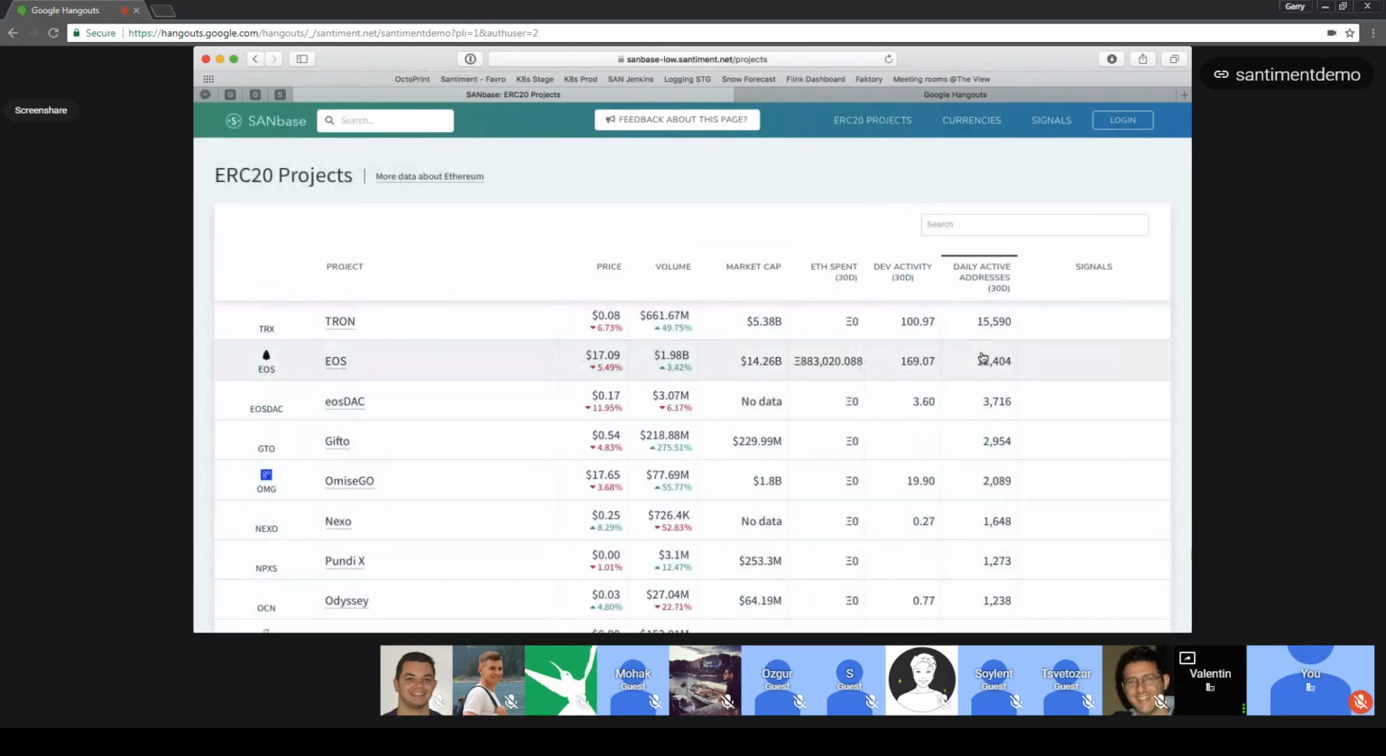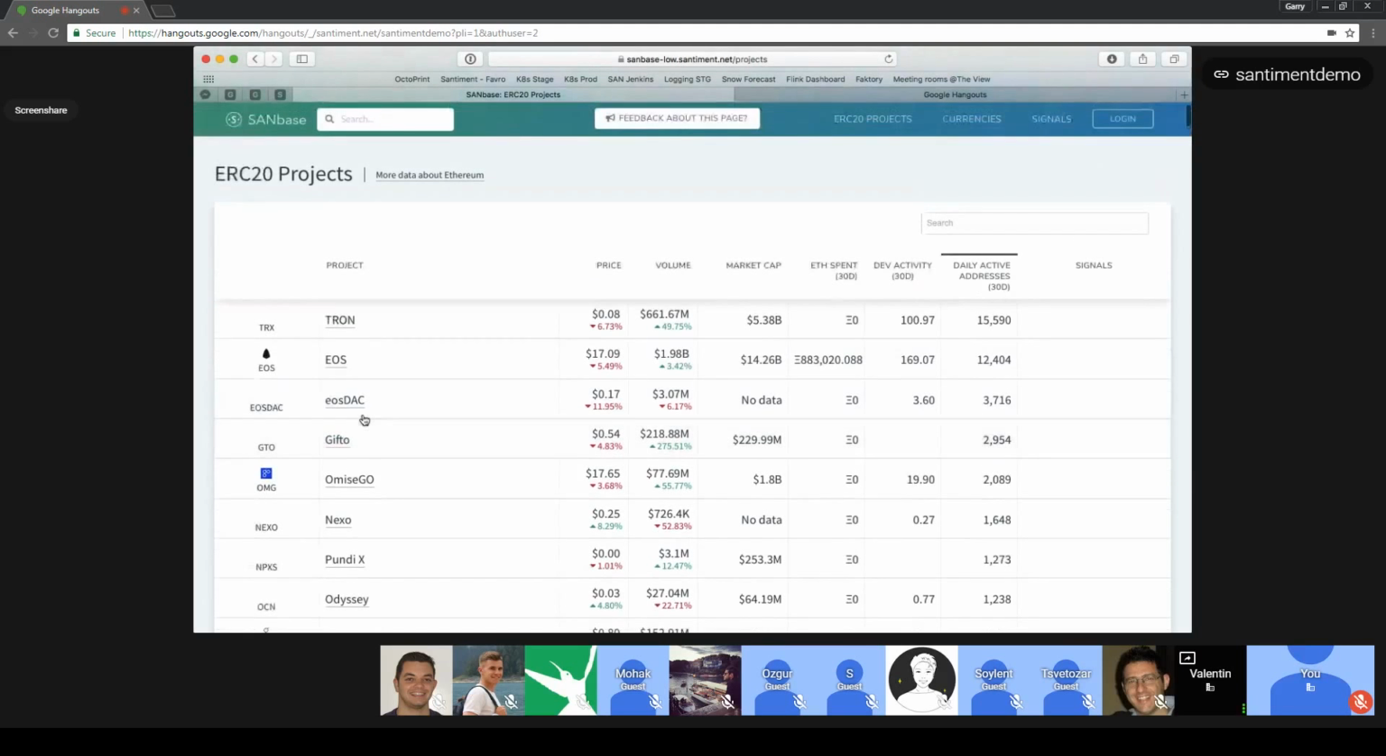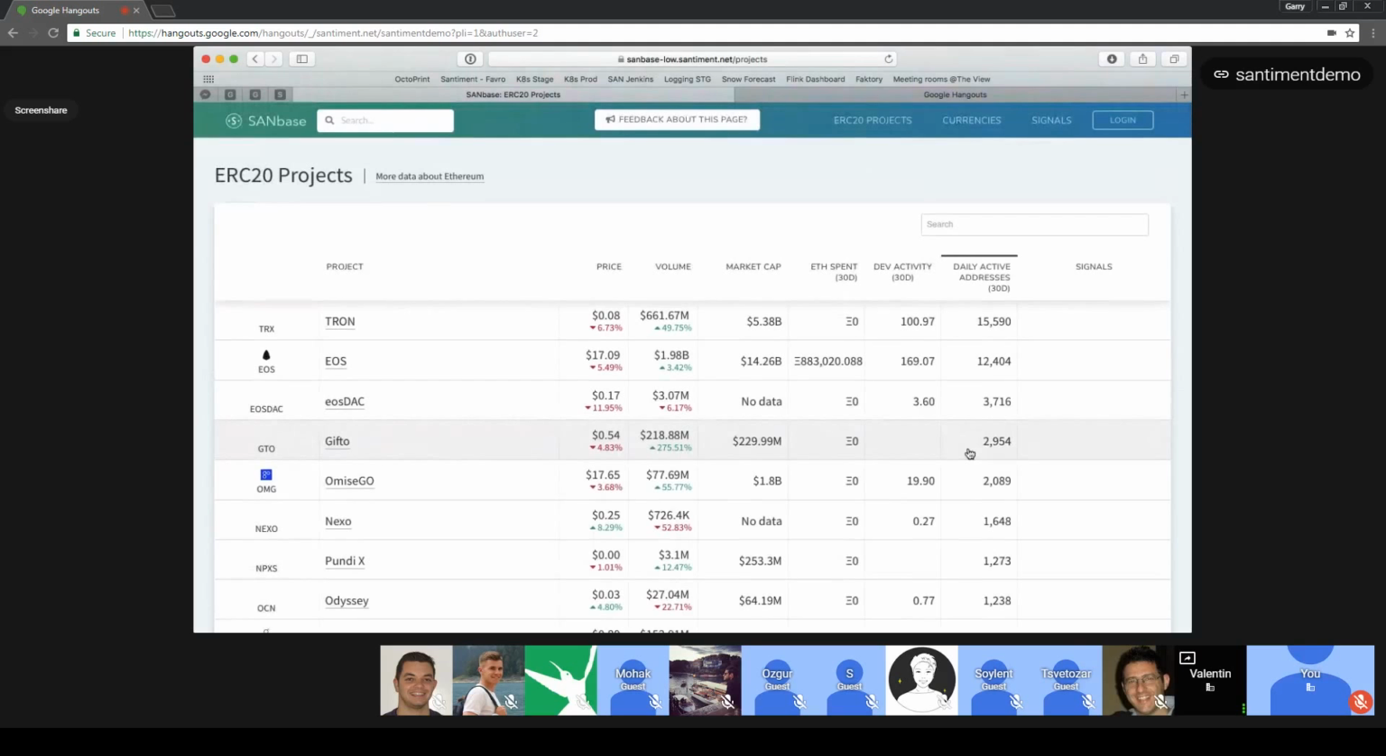Now you can see also that EOS has quite high daily active addresses, and basically you can start some research based on this. I think Gifto is a fairly new project that is doing an airdrop right now, so this is why they have such a high amount of daily active addresses. But generally, this could be an indication that something is going on. Maybe there is big hype for this project, or something that you might want to pay attention to.